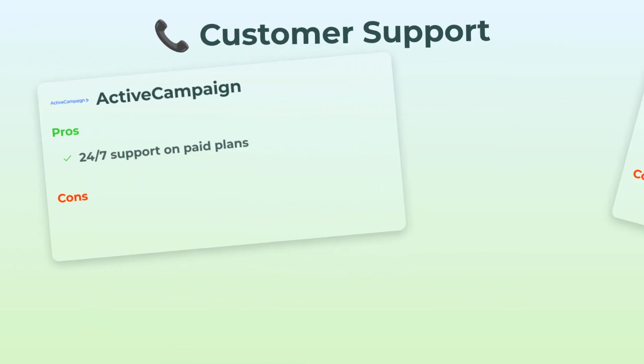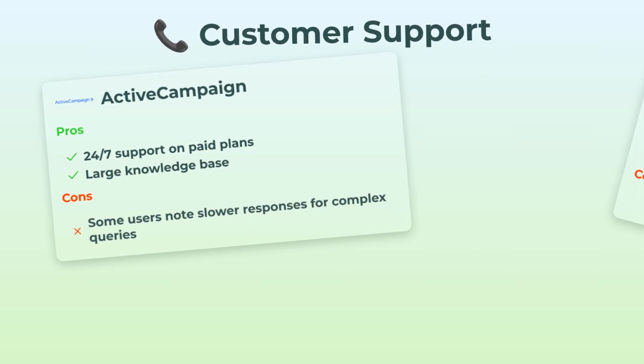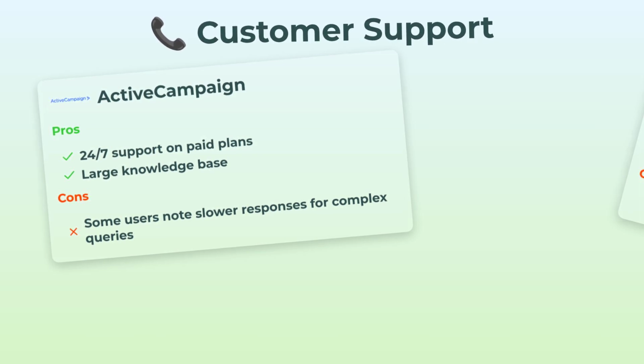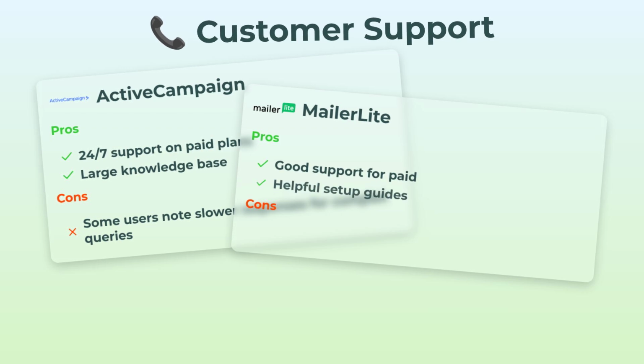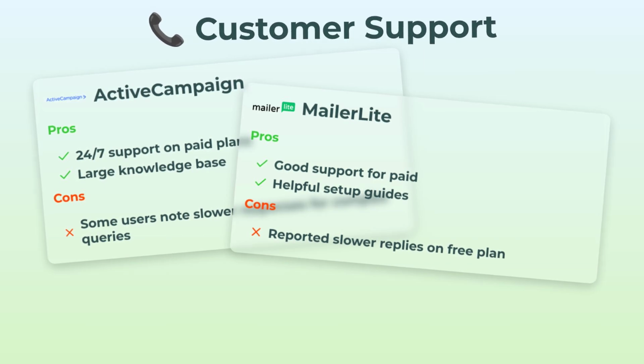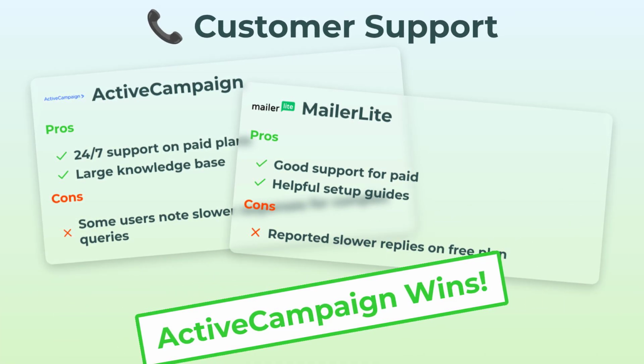Customer support. ActiveCampaign support is available 24/7 if you're on a paid plan, and there's a giant knowledge base, though some users say really tough questions take longer. MailerLite's support is solid, especially for paid users, and the setup guides are super helpful. But heads up, folks on the free plan say replies take a while. In terms of overall coverage and reliability, ActiveCampaign squeaks ahead for support.